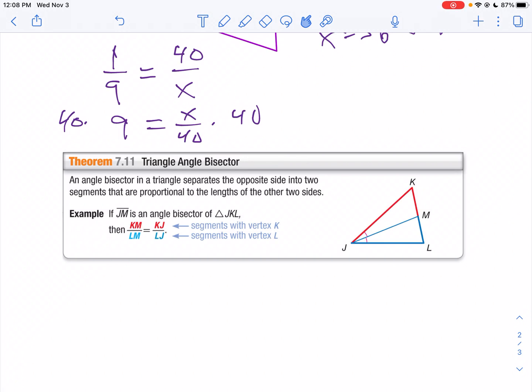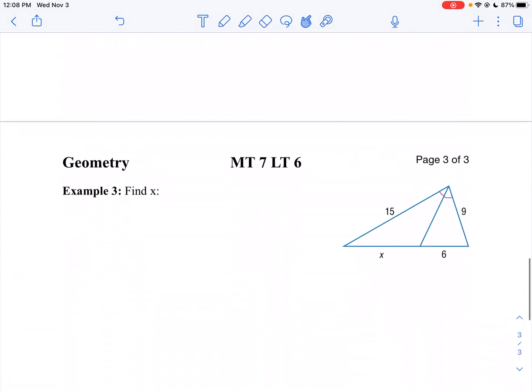Our last theorem is the triangle angle bisector theorem. It's kind of a unique theorem. And it says this: if you draw the angle bisector in, it's going to split the opposite side of that angle into the same proportion as the length of the other two sides of the triangle. So let's apply that to a problem here.